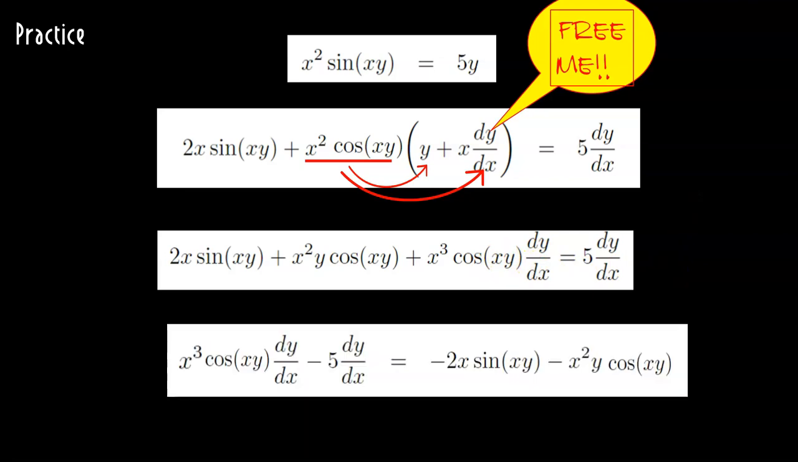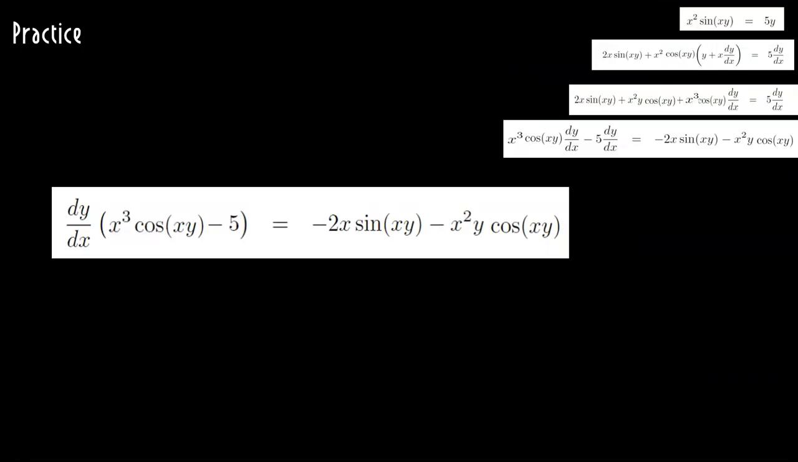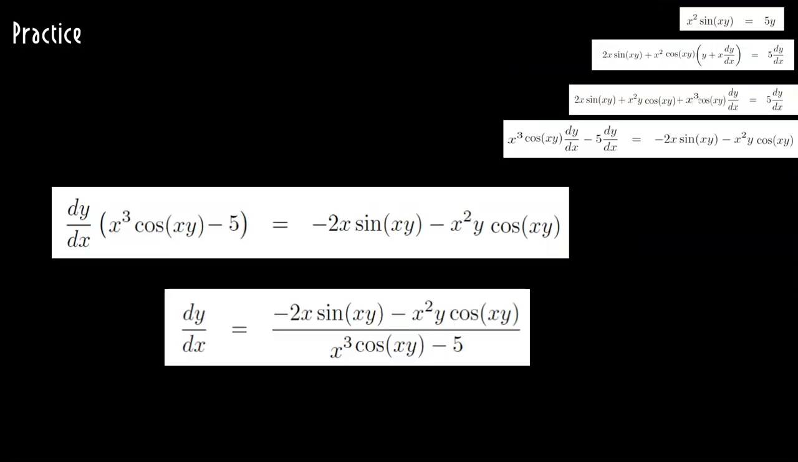So now you know the drill. We put dy/dx stuff on the left, everything else on the right. Factor out the dy/dx and divide by the stuff attached to the dy/dx. So the derivative of that monstrosity is given here. I won't bother reading it because I'm sure that's boring for me to just read through. So we'll do more examples in class, but that's the basic idea.